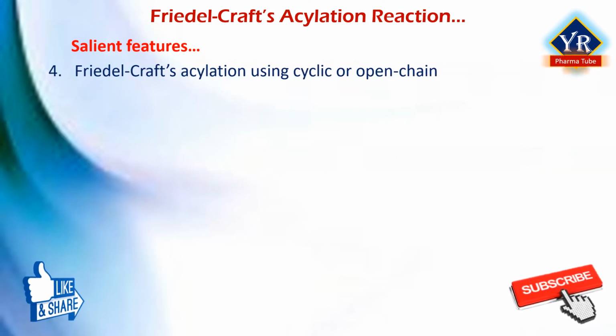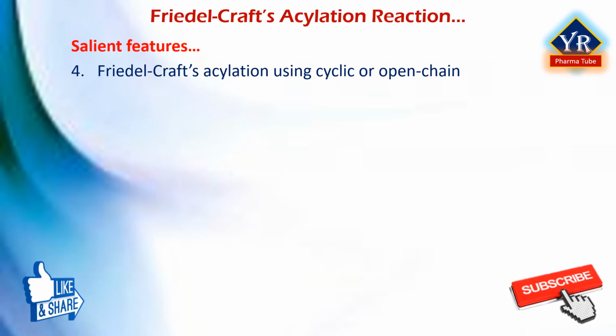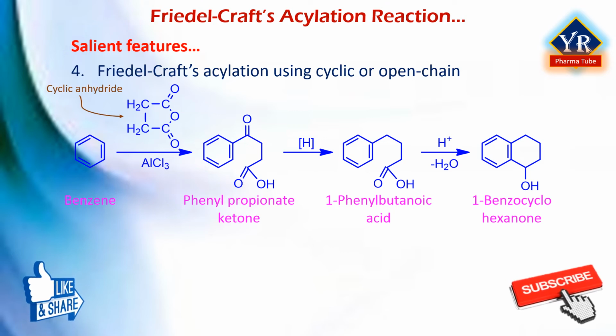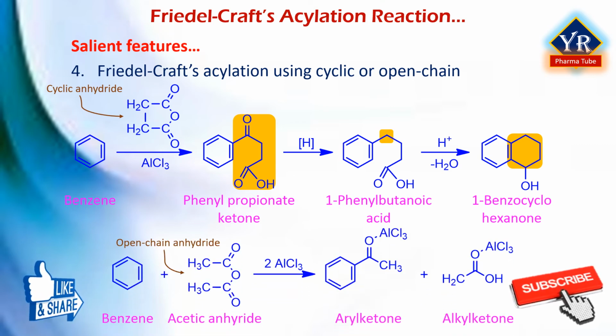And number 4. Friedel-Crafts acylation using cyclic or open chain with a cyclic anhydride. When benzene reacts with succinic anhydride, which is an aliphatic cyclic anhydride, in the presence of aluminum chloride, it forms a phenyl propionate ketone. This is then reduced to eliminate the carbonyl group of the side chain to give 1-phenyl butanoic acid. This reduced compound is protonated to remove a molecule of water to yield 1-benzocyclohexanone. Thus, we finally obtain a bicyclic compound from a monocyclic compound with an open chain anhydride.